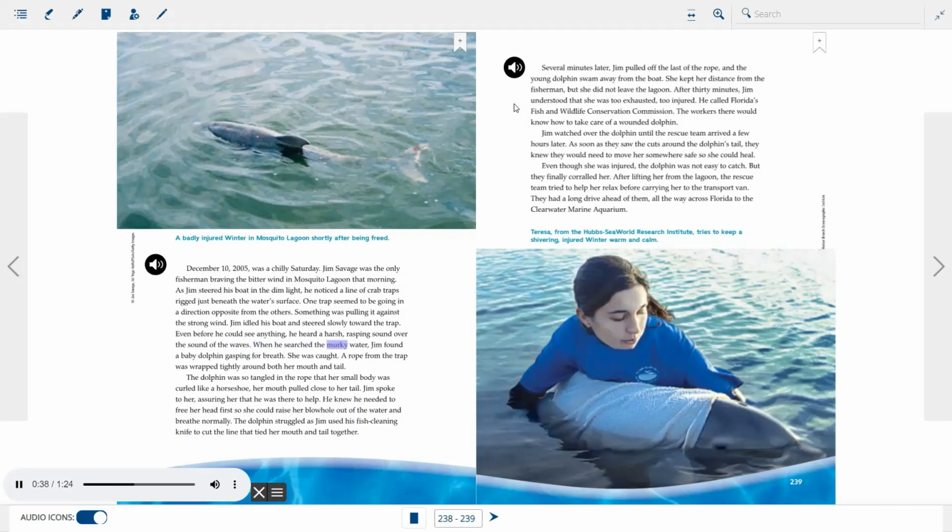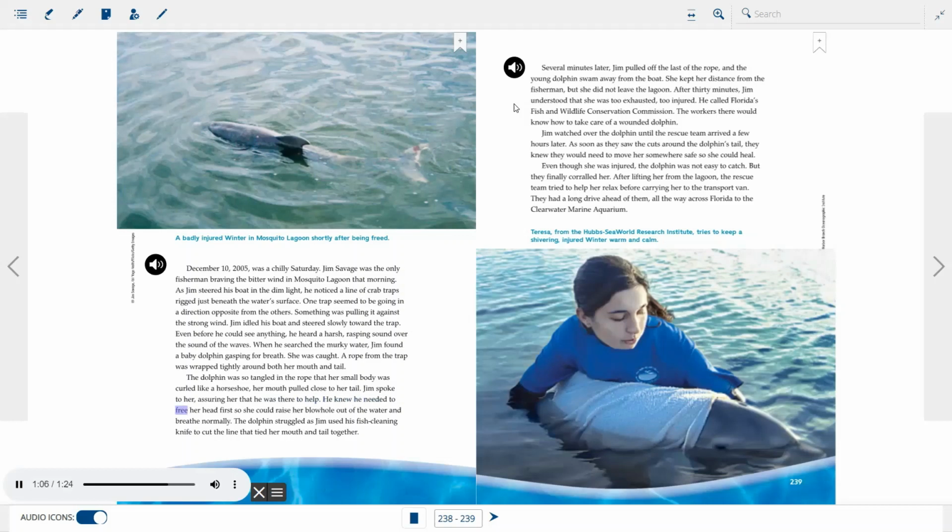When he searched the murky water, Jim found a baby dolphin gasping for breath. She was caught. A rope from the trap was wrapped tightly around both her mouth and tail. The dolphin was so tangled in the rope that her small body was curled like a horseshoe, her mouth pulled close to her tail. Jim spoke to her, assuring her that he was there to help.